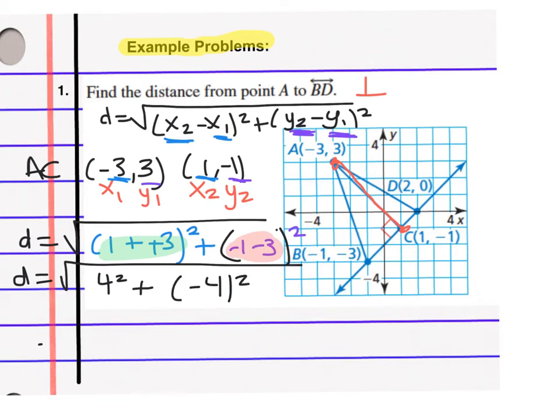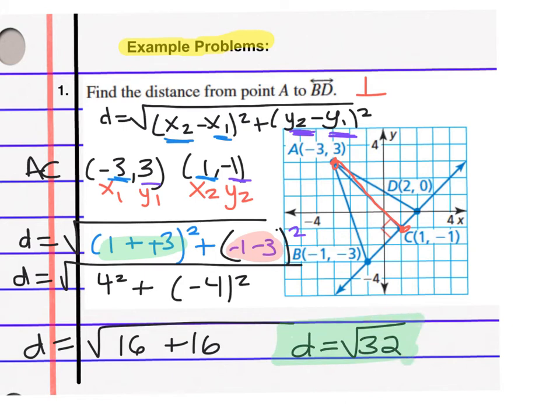Then I'm going to square those. 4 squared is 16, 4 times 4. Negative 4 squared is also positive 16, a negative times a negative. So I get the square root of 32, or 5 point whatever that would be. I'm going to leave mine like this. So that is my final answer, square root of 32.